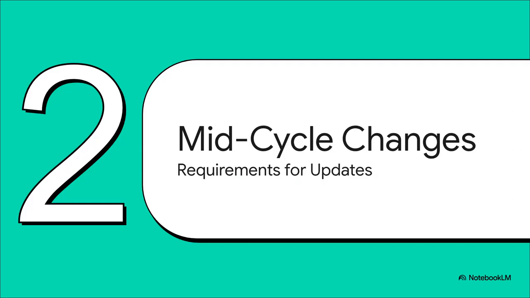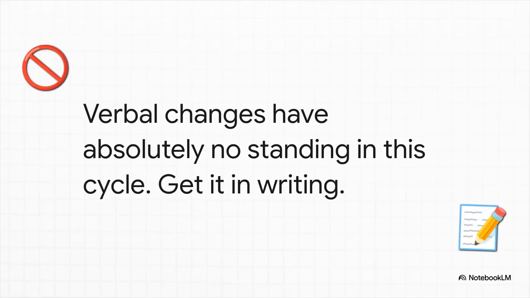Moving on to Pillar 2, authorizing mid-cycle changes and the requirements for updates. If you take one thing away from this entire section, make it this. Verbal has absolutely no standing. None. 0. Whether we're talking about a pay bump, a new benefits package, or a contractor changing their scope of work, if it's only a verbal agreement, it literally does not exist in this cycle.